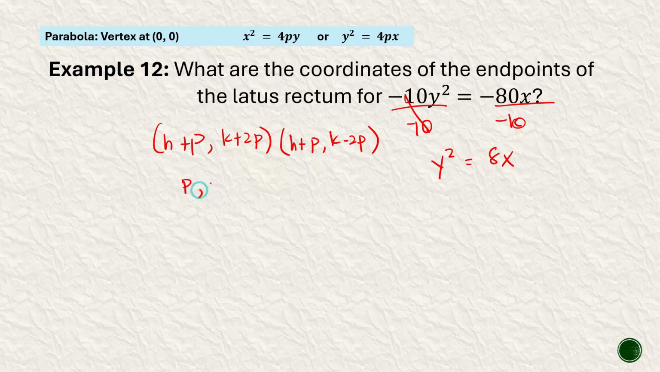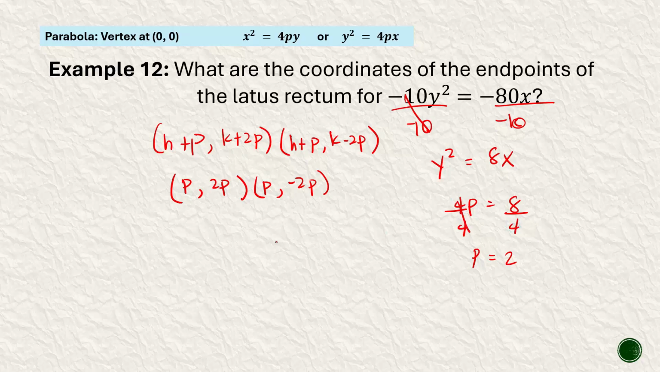That'll be (p, comma, 2p), and the reason is that our h and k are both 0. Then (p, comma, negative 2p). So let's solve for p. 4p equals 8, so p equals positive 2, dividing by 4 on both sides. Which means this is (2, comma, 4), right? 2 times 2 is 4. And (2, comma, negative 4), since negative 2 times the p, which is 2, is negative 4.